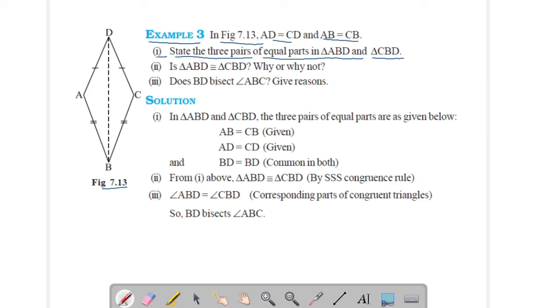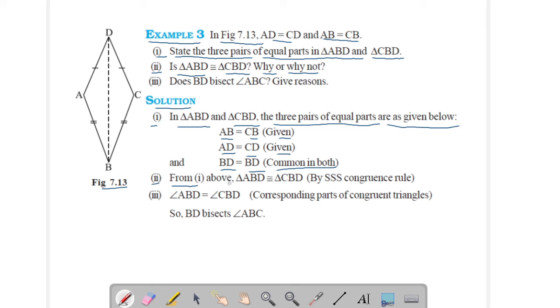So say the solution. First part, in triangle ABD and triangle CBD, the three pairs of equal parts are given as below. Here AB equals CB, it is given to you. AD equals CD, again it is given, and BD equals BD, common in both. Now second part: is triangle ABD congruent to triangle CBD? Why or why not? So say the solution.